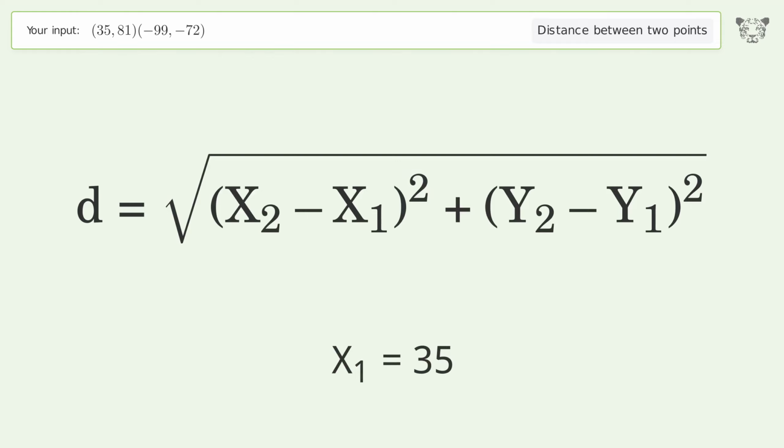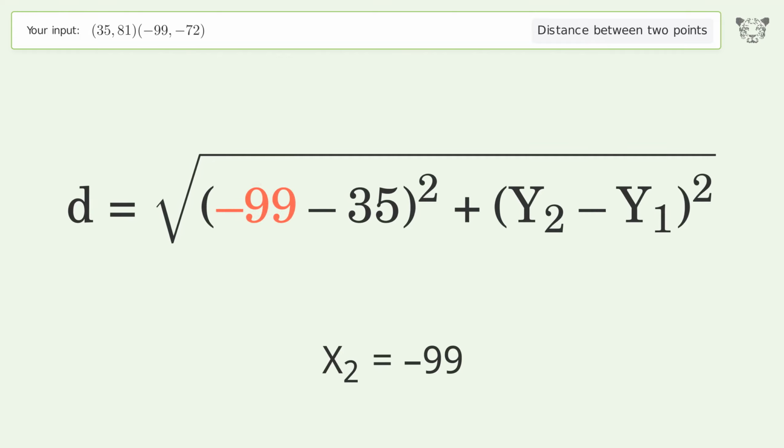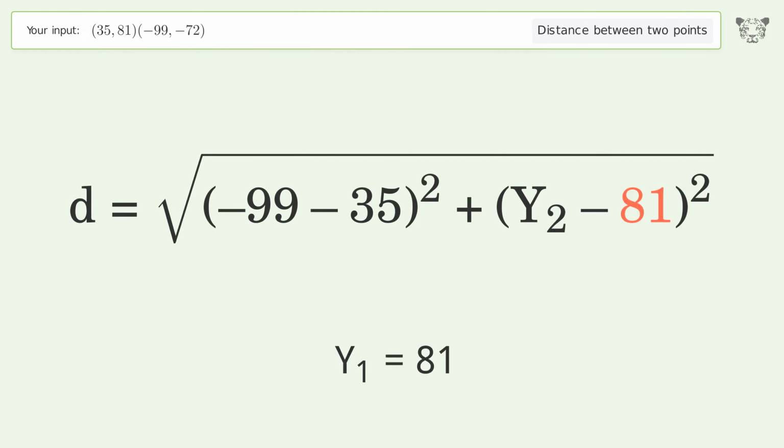x1 equals 35. x2 equals negative 99. y1 equals 81. y2 equals negative 72.